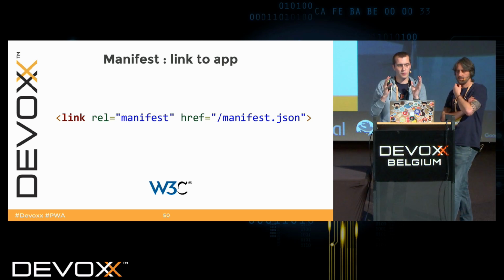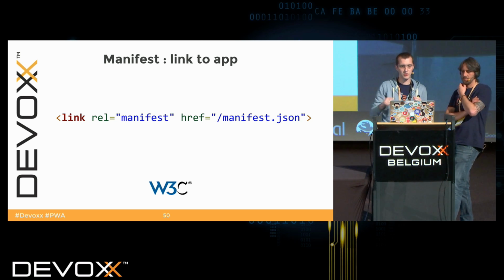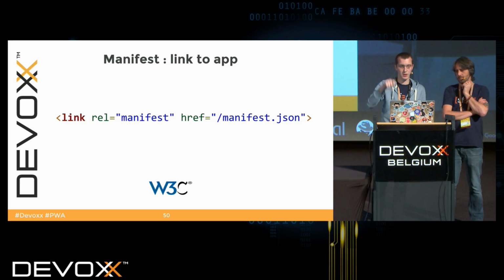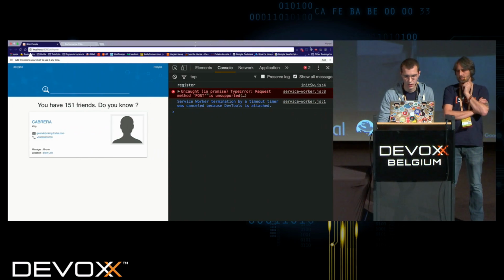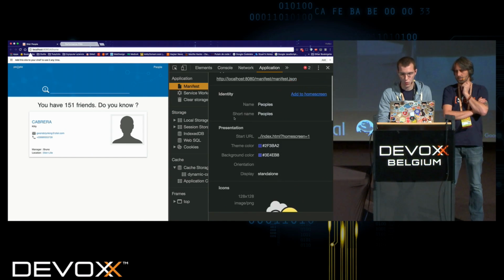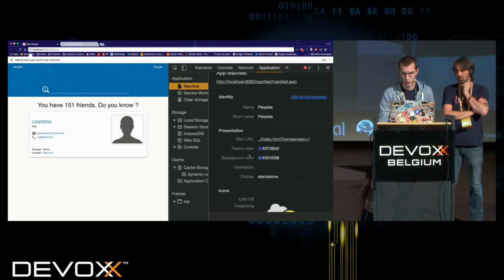So when you have created your manifest file, you just link it to your HTML, and you can view it in Chrome with the application tab, like that here. And you can view what icon you have put on it, and other properties.